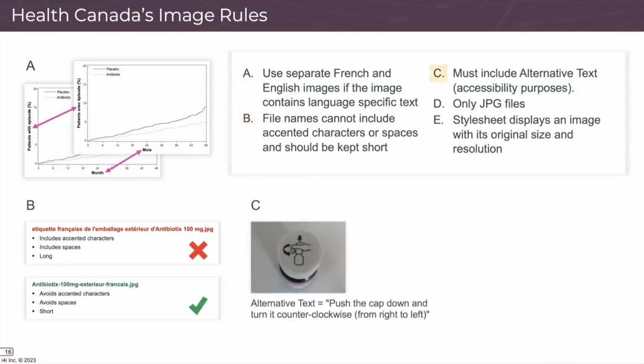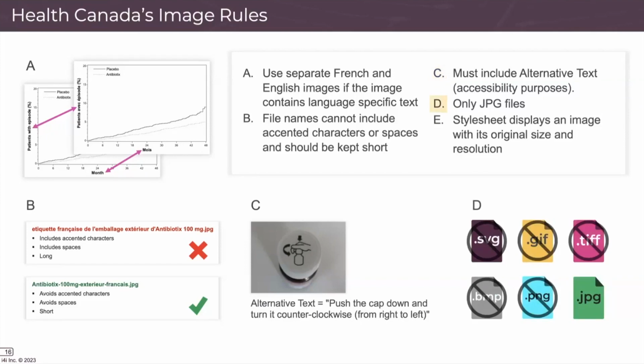All images require alternative text for accessibility purposes, such as for screen readers for the visually impaired. The image alternative text is not displayed on screen when viewed with the style sheet. Instead, it is read out loud by the accessibility application. This also means that the alternative text should be an actual description of the image.